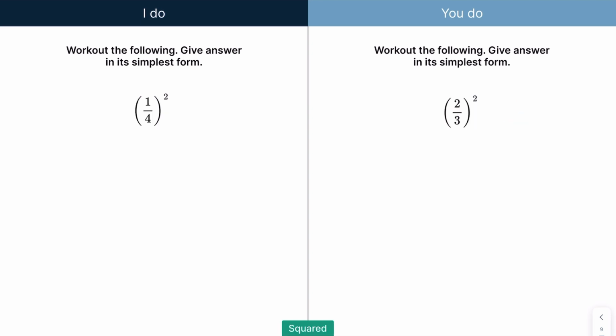And then looking at the squared case, with a squared, it just means whatever you have, just multiply it by itself. So that just becomes 1 times 1, which is 1, and 4 times 4, which is 16. So again, on the right, we have a squared, so that just means 2/3 times by itself. That becomes 4/9.